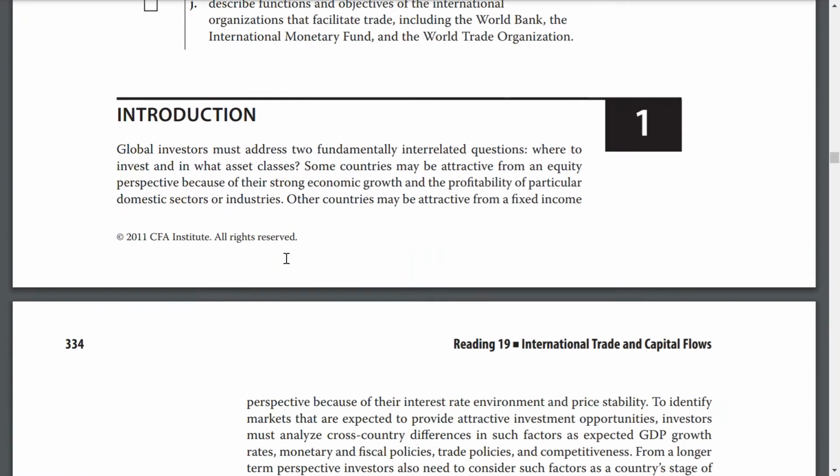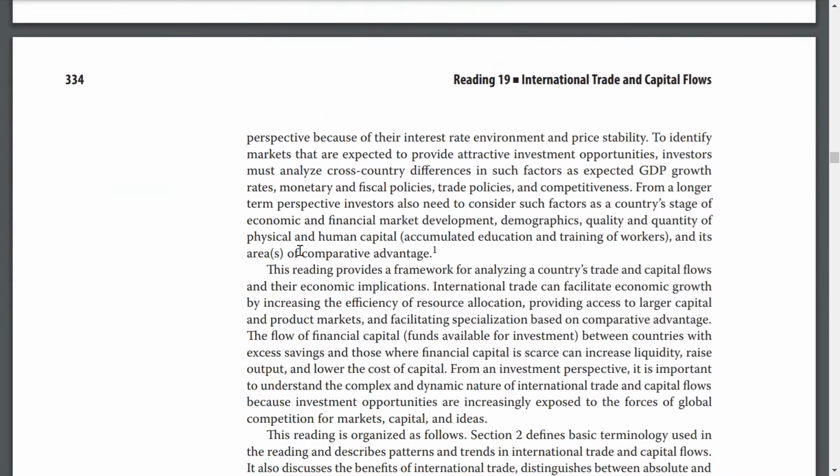Introduction: global investors must address two fundamental interrelated questions: where to invest and in what asset classes. Some countries may be attractive from an equity perspective because of strong economic growth and the profitability of particular domestic sectors of industry. Other countries may be attractive from a fixed income perspective because of their interest rate environment and price stability. To identify markets that are expected to provide attractive investment opportunities, investors must analyze cross-country differences in such factors as GDP growth rates, monetary and fiscal policies, trade policies, and competitiveness.